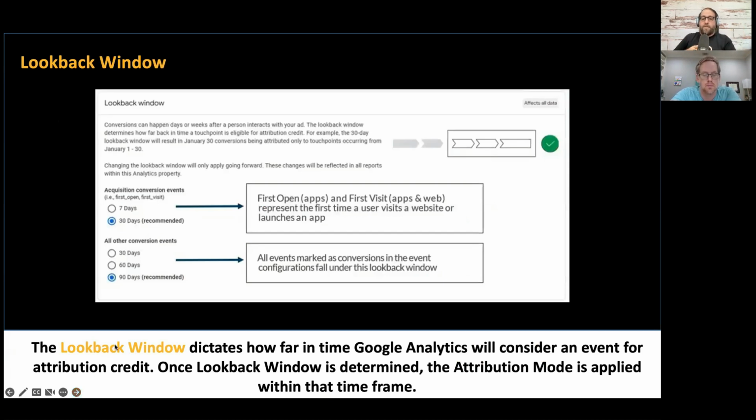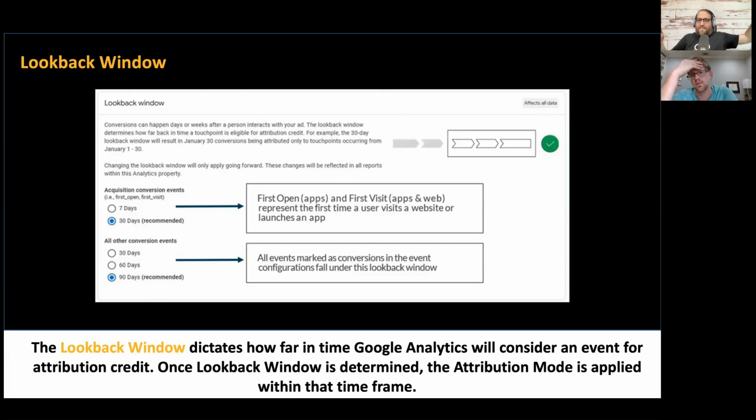Okay, so when assigning attribution, there's the concept of how far should I look back, right? How far back do the events that happen get considered? So in this case, you can see that we have two settings that we can set up. Number one is the acquisition conversion event. That means, when do I consider the first time someone opened something or the first time they visited? So recommended is that we keep this window open for 30 days. That means we look at the first thing that happened in 30 days.